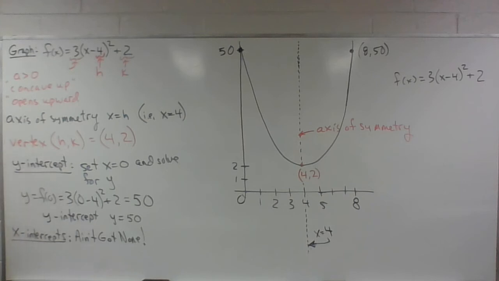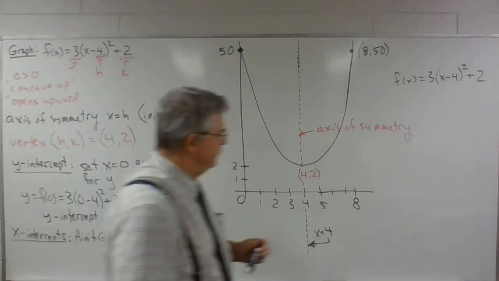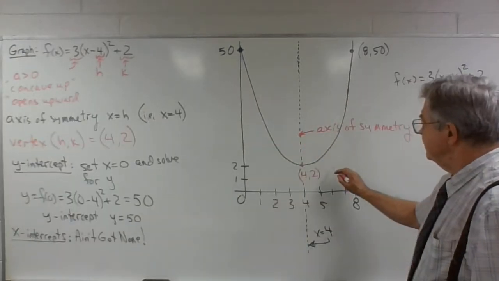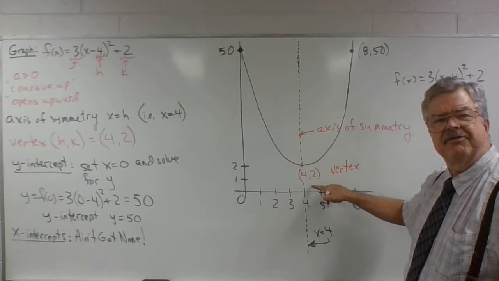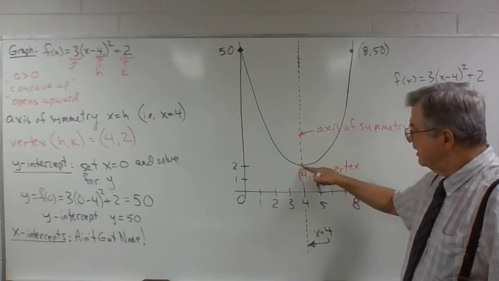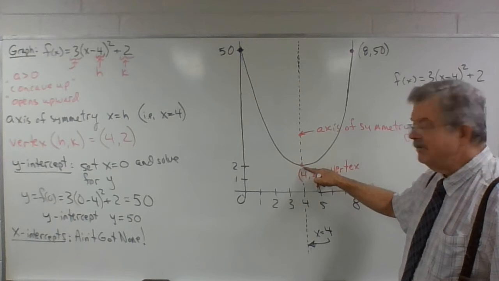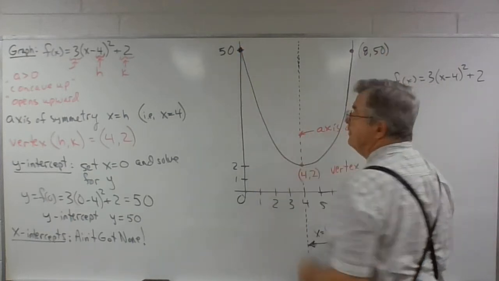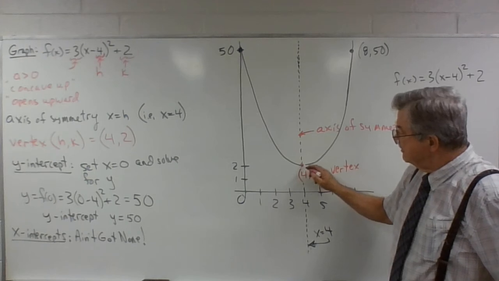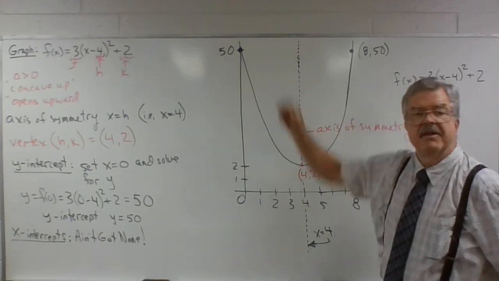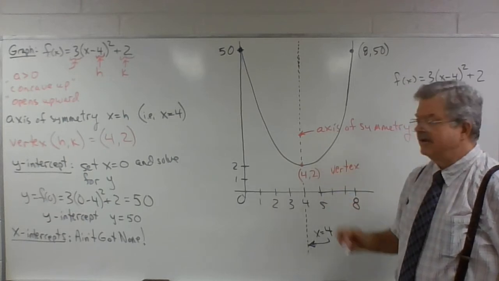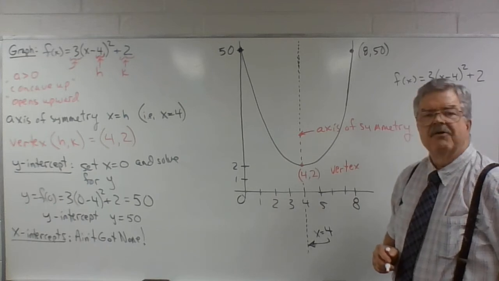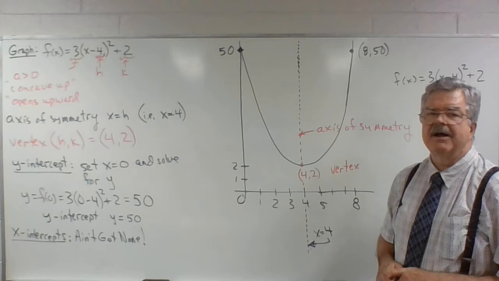And you know what? We don't have any. And here's the reason. The vertex (4, 2) lies above the x-axis, and the graph opens up from there. The vertex is above the x-axis, and the graph goes uphill from there. So there's no way that this graph can cross the x-axis. So if we try to find the x-intercepts, we're not going to succeed.